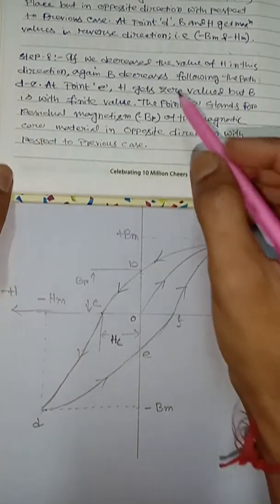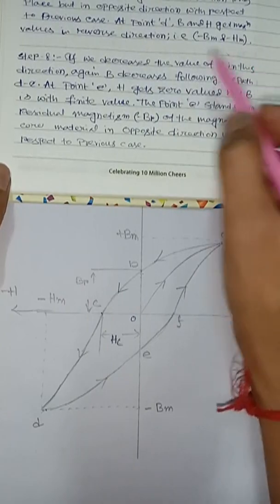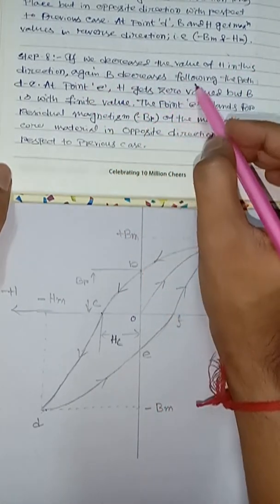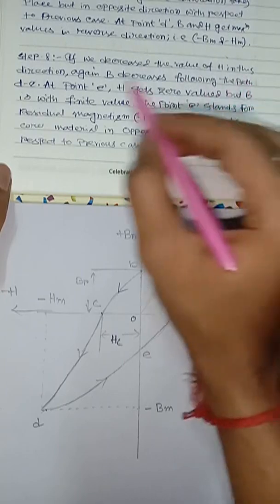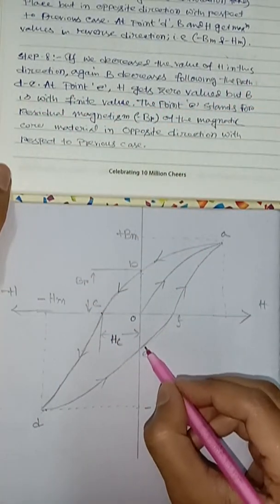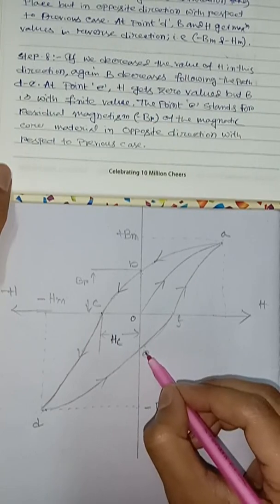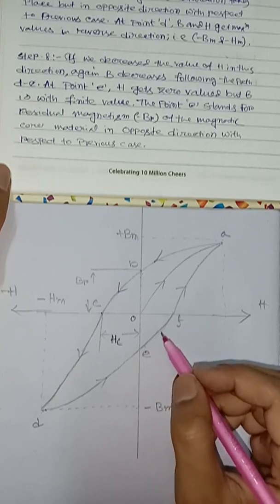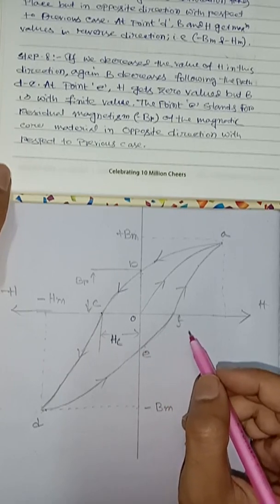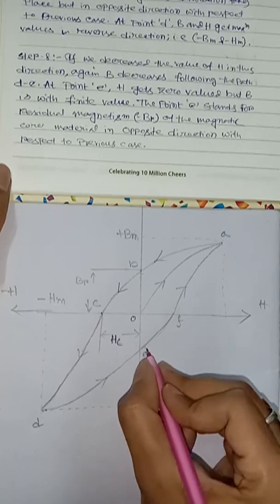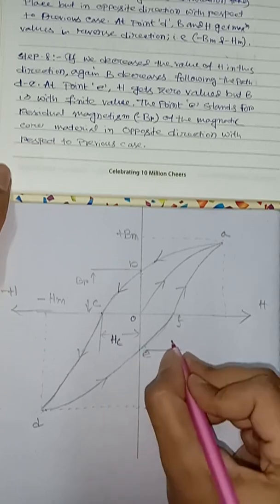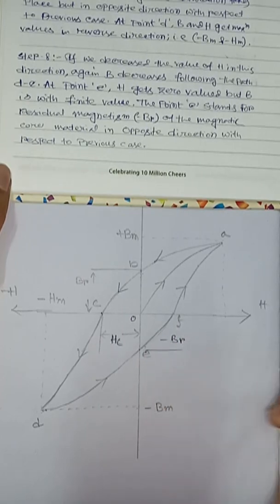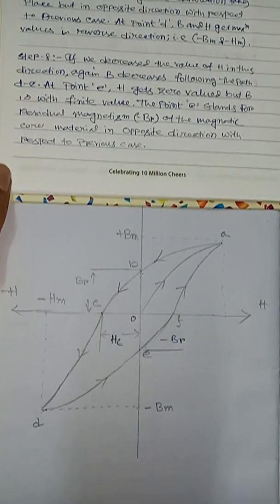Step 8 states that if we decrease the value of H in this direction, B again decreases following the path DE. At point E, H gets 0 but B has a finite value. The point E stands for residual magnetism, but negative, of the magnetic core material, in the opposite direction with respect to the previous case.